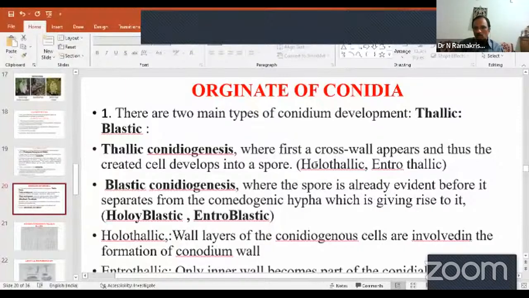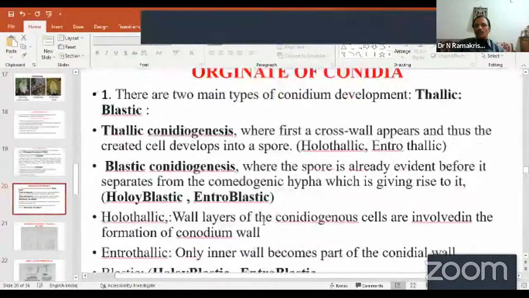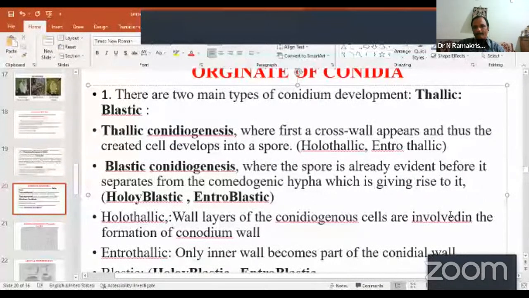The first cross wall appears and thus the created cell develops into a spore. One portion goes to the conidium. We call that thallic conidiogenesis. The second one, blastic, is where the spore is already enlarged before it separates from the conidiogenous hyphae, which gives rise to holoblastic and enteroblastic types. What is holothallic? All layers of the conidiogenous cell are involved in the formation of the conidium wall.